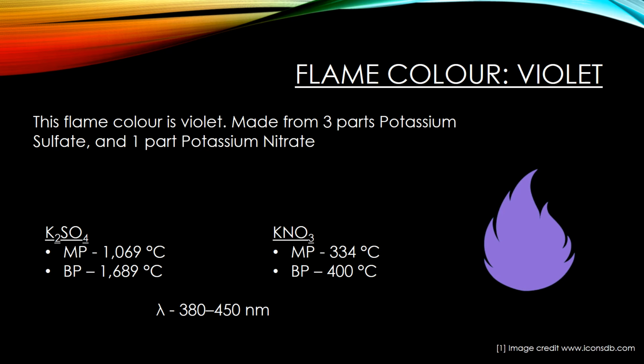The violet flame is caused by two compounds, potassium sulfate and potassium nitrate. Potassium sulfate has a melting point of 1069 degrees and a boiling point of 1689 degrees. Potassium nitrate has a melting point of 334 degrees and a boiling point of 400. When these two molecules are set alight, the result is a purple flame, which gives rise to a wavelength of 380 to 450 nanometers, which is at the very top of the visible spectrum with the smallest wavelength.